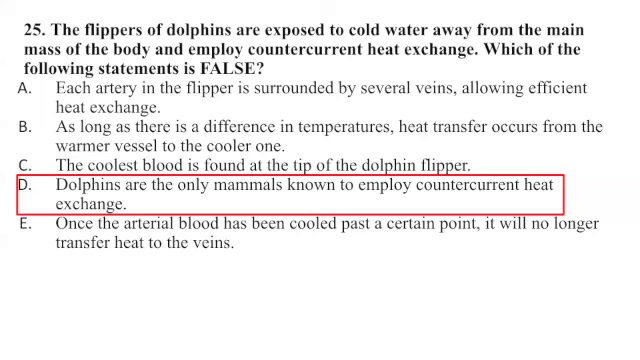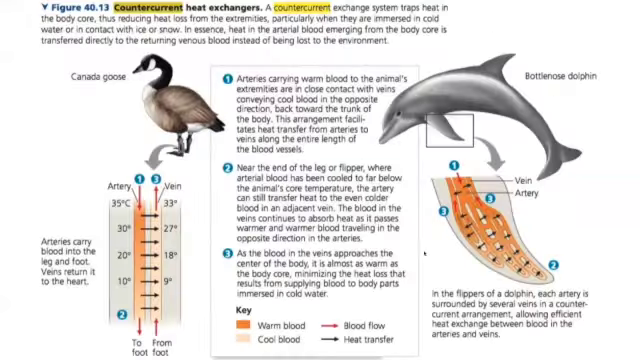Okay, so E, once the arterial blood has been cooled past a certain point, it will no longer transfer heat to the veins. And so E is correct because when the temperature reaches equilibrium, right, there's no gradient anymore. So D is our best answer here, our false answer. And again, here's the same figure that you've seen before from chapter 40 in Campbell.